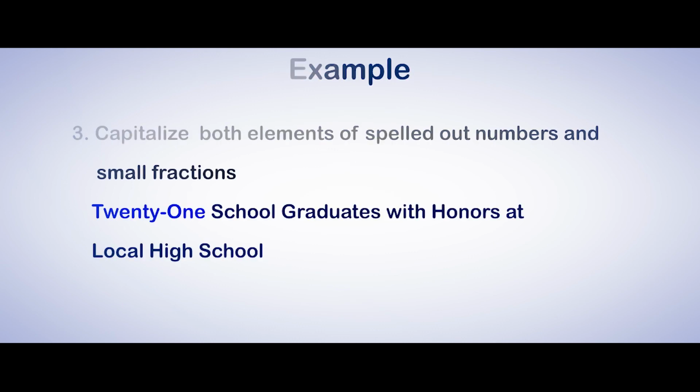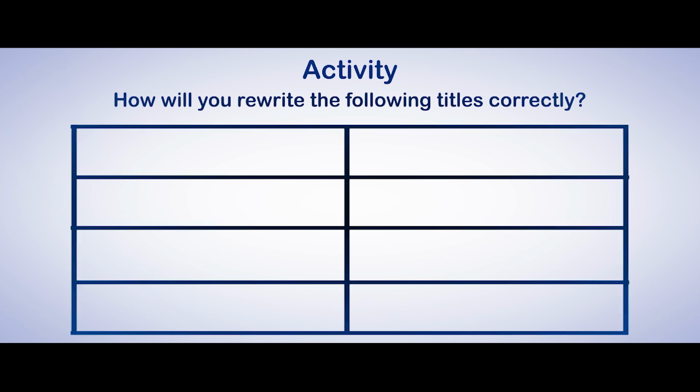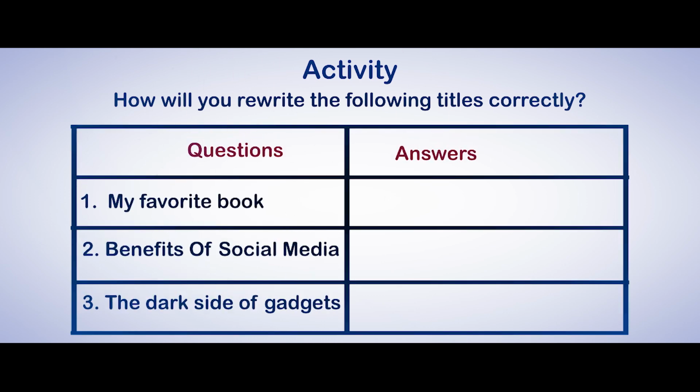Okay. The last one, capitalize both elements of spelled out numbers and small fractions. So the word twenty-one here is not written in figures 2 and 1, but it's spelled out. This is the reason why we have T and O capitalized. So I hope it's clear. So the very last activity for this lesson, how will you rewrite the following titles correctly? So we have 3 questions here. Go through them and then write down your answers. Your time starts now.